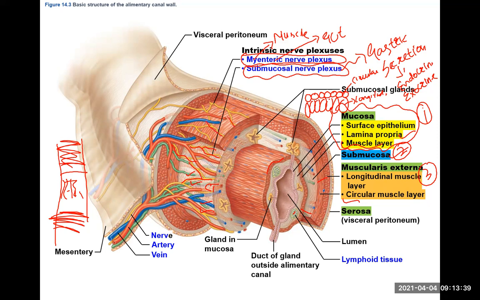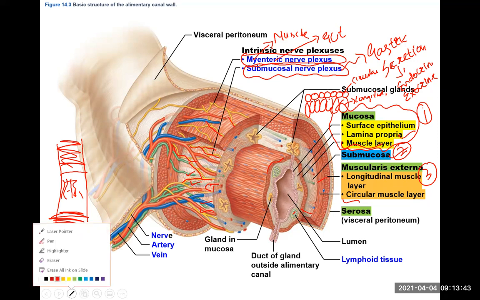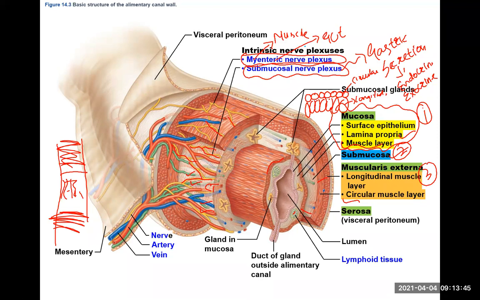Let me get another color. Online ladies, do you understand? Any questions till now?